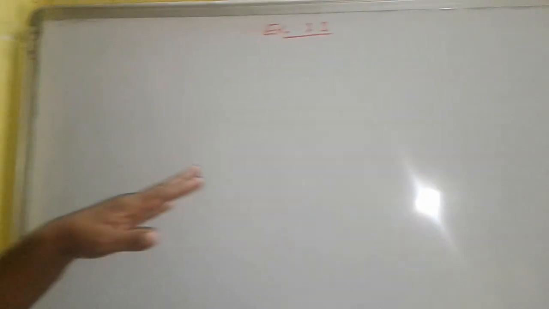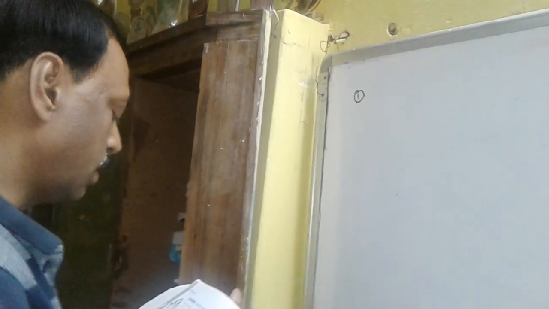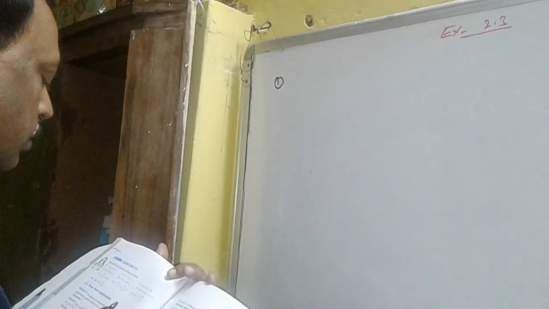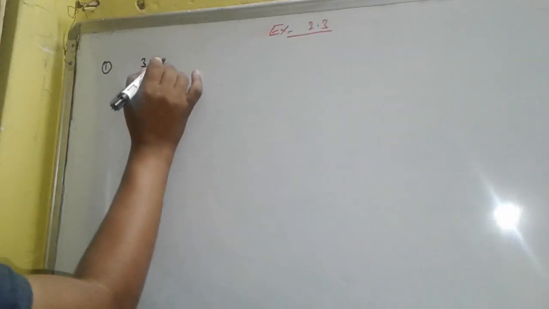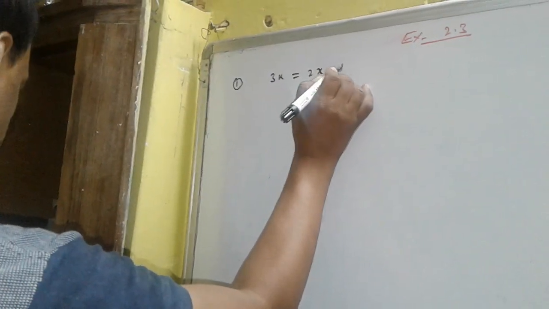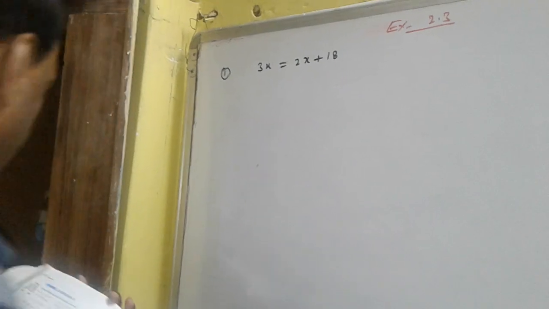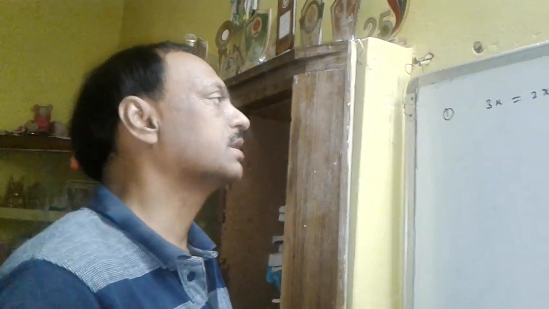Dear students, today we are going to solve the questions of exercise 2.3. So, question number 1 is to solve the following equation and check your result. Let us write here 3x equal to 2x plus 18. At first, we will solve this to get the value of x and then we will check the result.